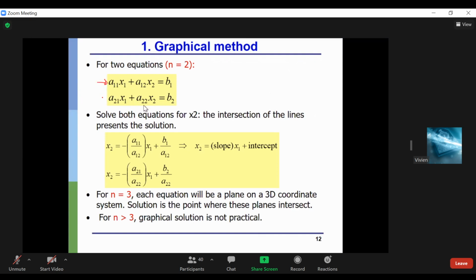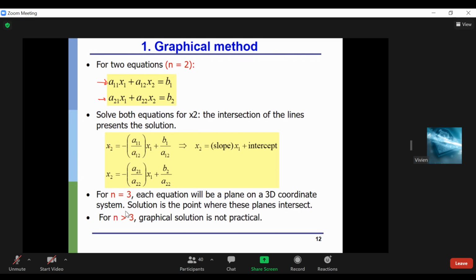So this is the first line, and this is the second line. Say we want to find the solution, it means that we will find the values of x1 and x2 which will satisfy these two equations. So how can we do it in graphical methods?